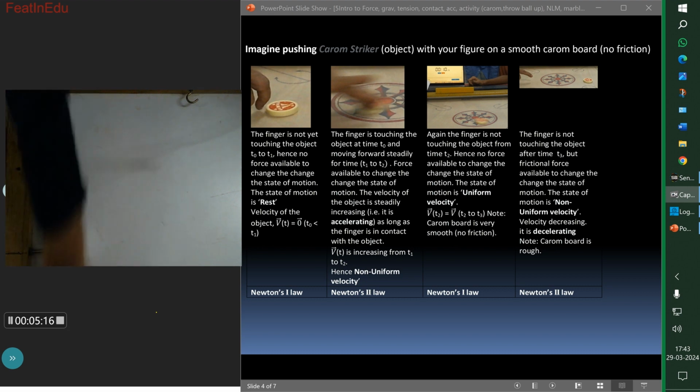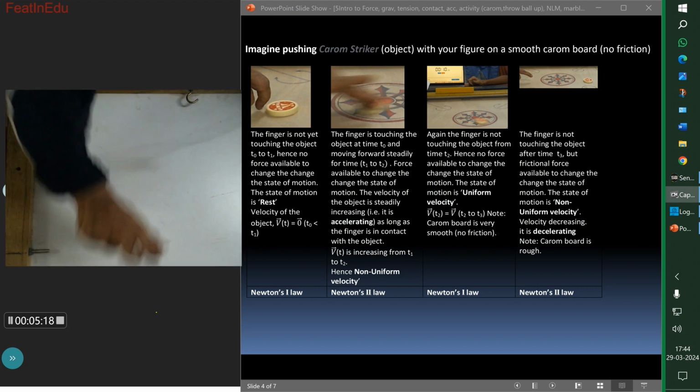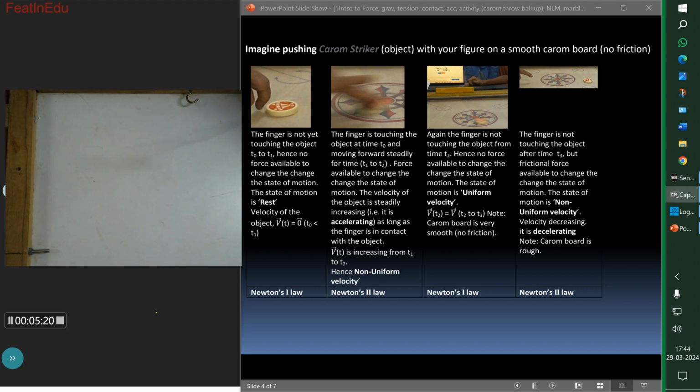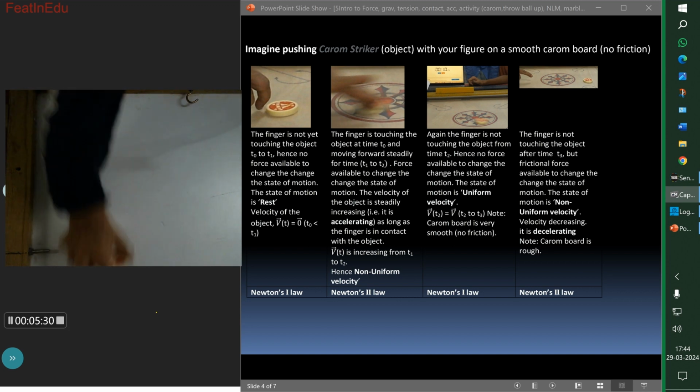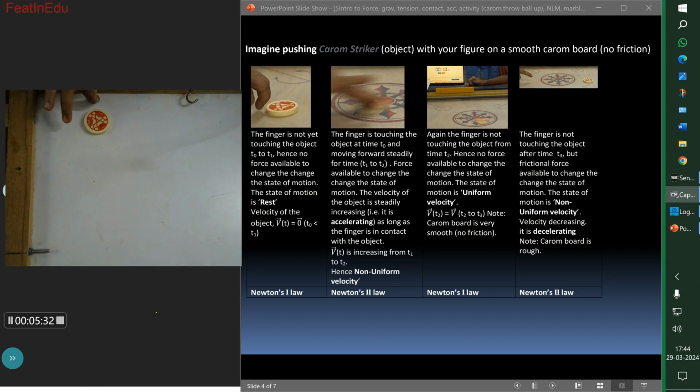After t0, you saw that the striker was moving with uniform velocity. That is again in accordance with Newton's first law. Okay? The finger is not touching the object after time t3, but the frictional force is available. See now here, you see this experiment.